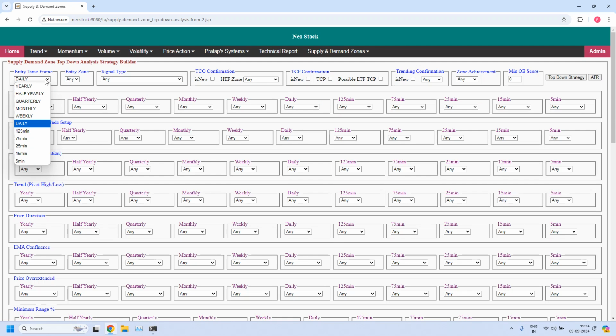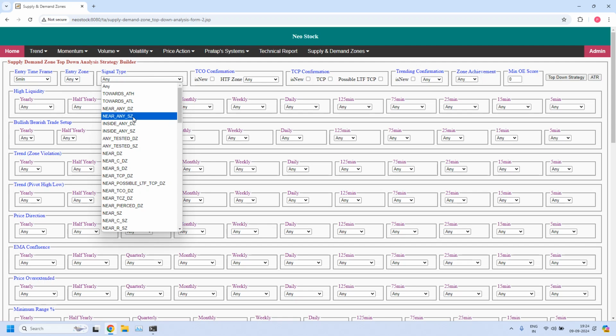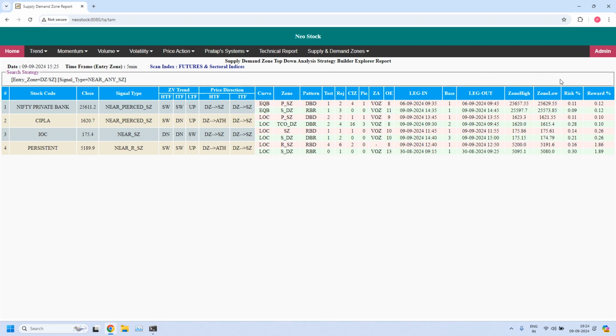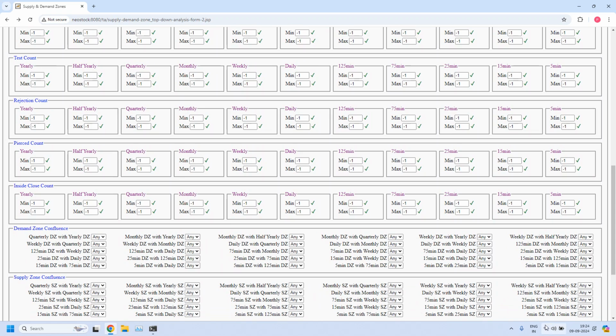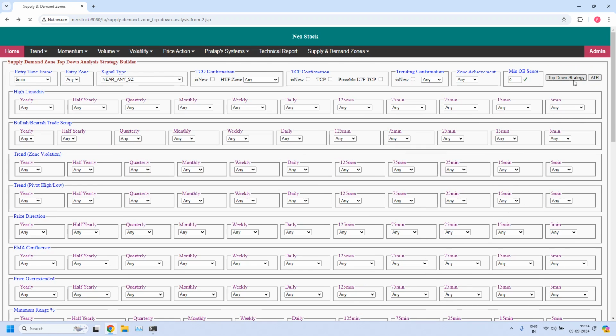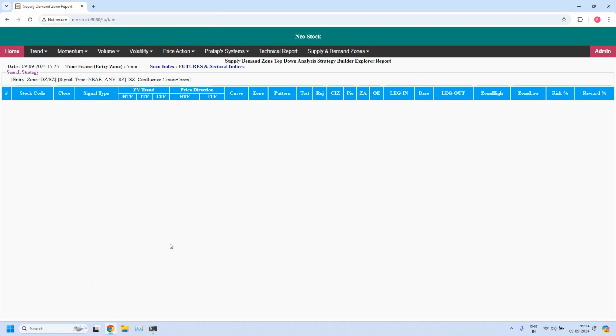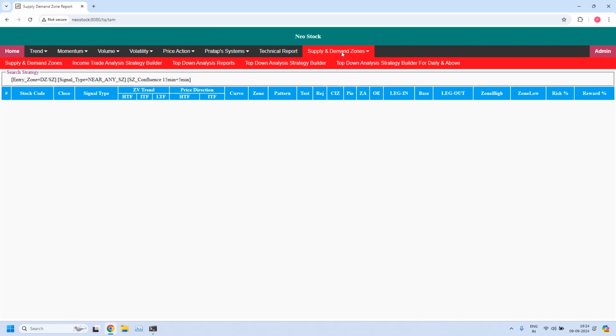Next time frame is 5 minutes. Let us find the stocks near the 5 minutes supply zone. Only 4 stocks are near the 5 minute zones. Let's verify supply zone confluence. So 5 minute supply zone with 15 minute supply zone, I am enabling. None of the zones have confluence. Okay, this is about stocks near demand and supply zones.